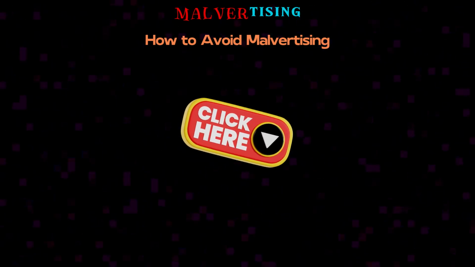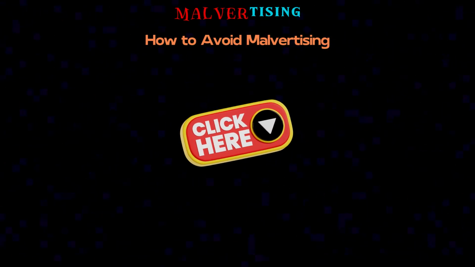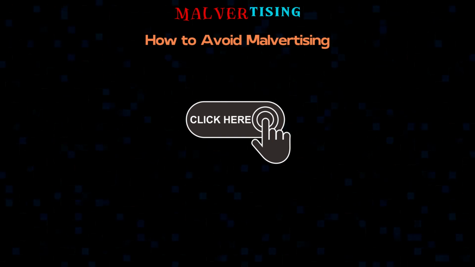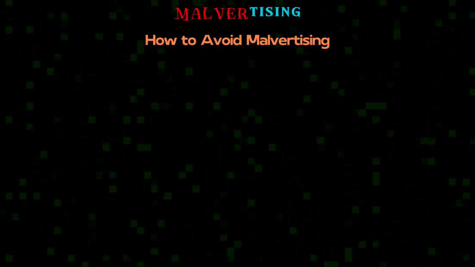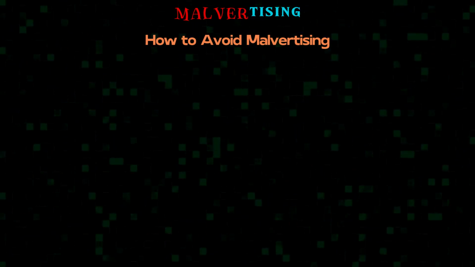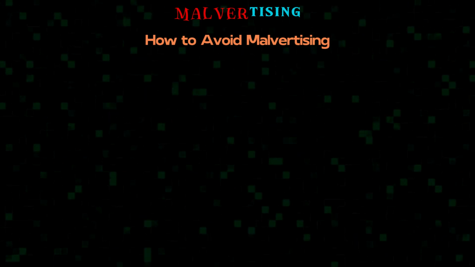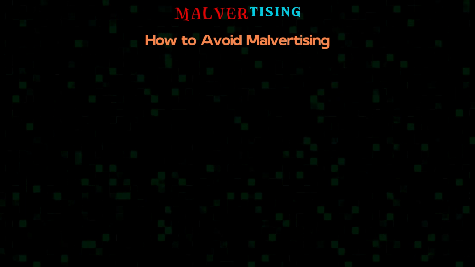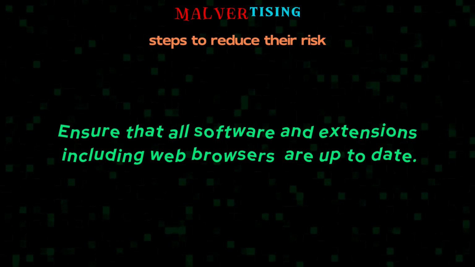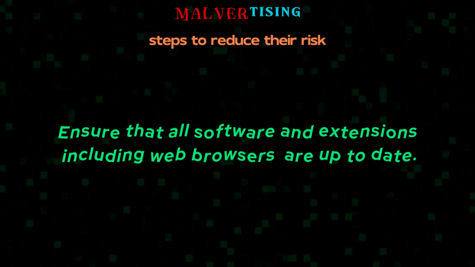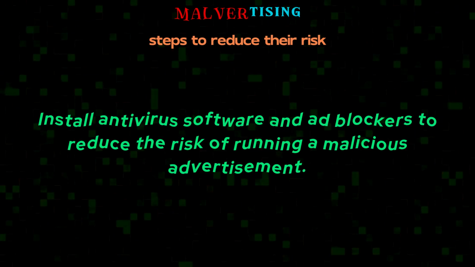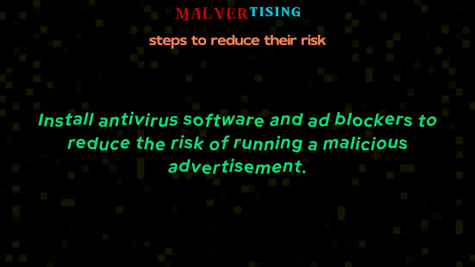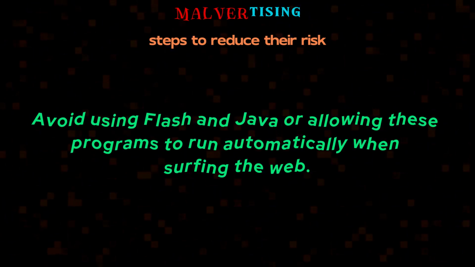Further, most malvertising attacks require the user to interact with the infected ad. This means that not every website visitor will be affected by a malicious ad, which makes it more difficult to narrow down the offending advert. While difficult to prevent infection from a malvertisement, users can take steps to reduce their risk. Ensure that all software and extensions, including web browsers, are up to date. Install antivirus software and ad blockers to reduce the risk of running a malicious advertisement. Avoid using Flash and Java or allowing these programs to run automatically when surfing the web.